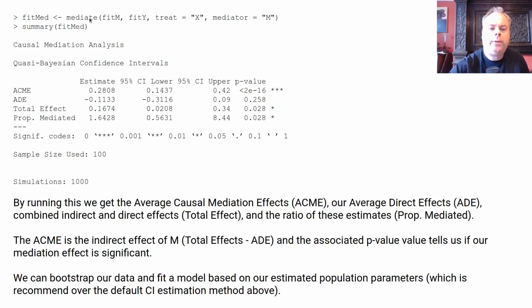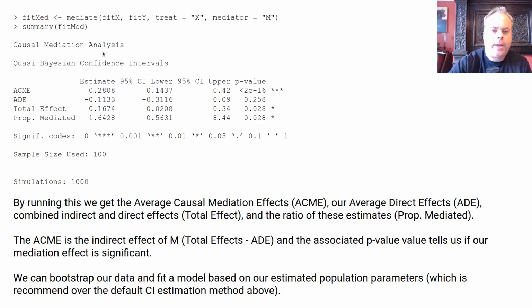So we're going to use the mediate function with the two models that we've built. Our treatment or predictor is represented by our x variable, and our mediator is m. So by looking at the summary of the output of the mediate function, we get a number of important bits of information. We get the average causal mediation effects.